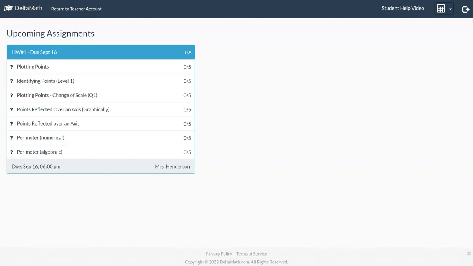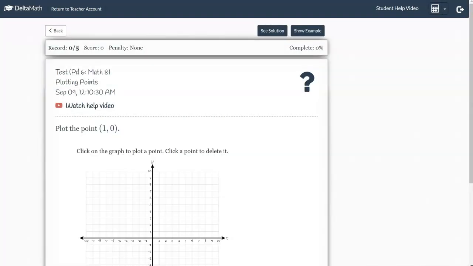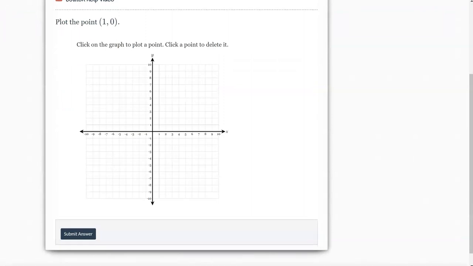In this video, we're going to take a look at the questions on homework number 1. A lot of this has to do with the coordinate plane. So the first thing we're going to do is start by graphing the ordered pairs shown here in the question.